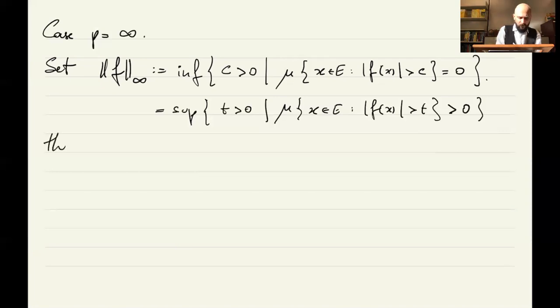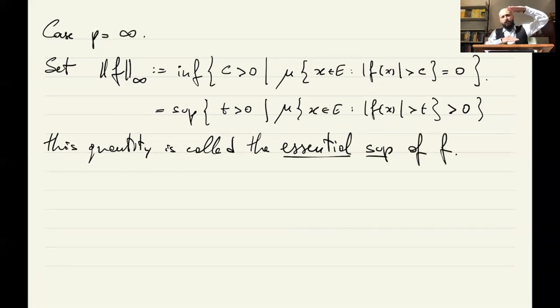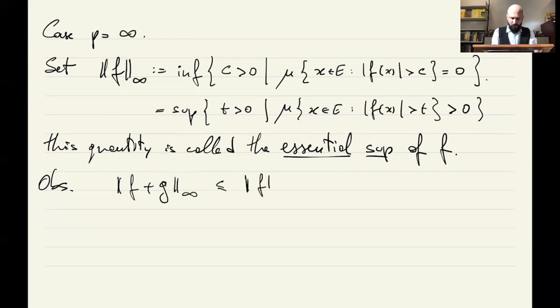So let's give a name. This quantity is called the essential sup of f. So we don't consider the sup of f, but the essential sup. But you can also see it as the supremum of all the essential values. Now let's write it as an observation that if you take two functions and you look at the essential supremum of the sum, this is bounded by the sum of the essential suprema. This is obvious.